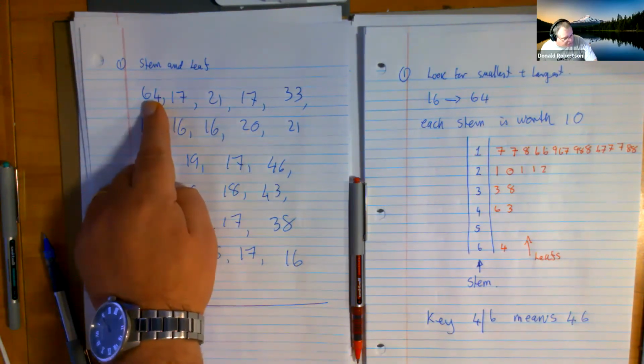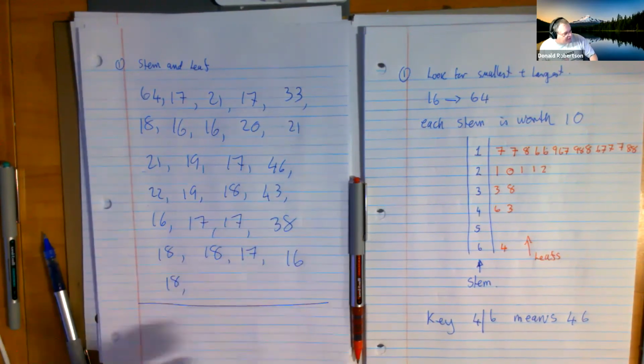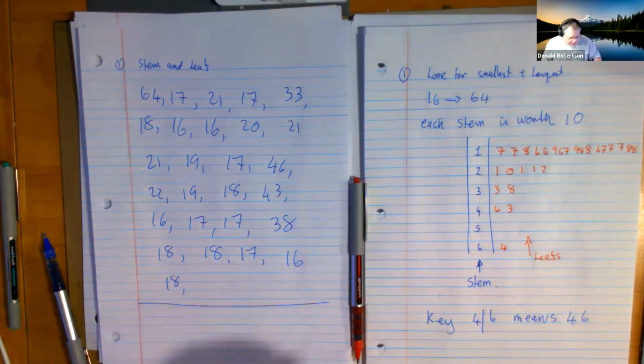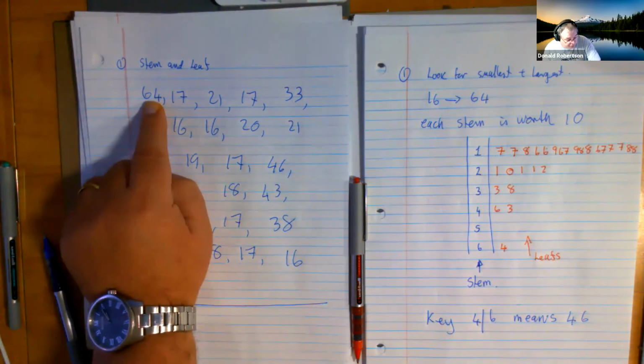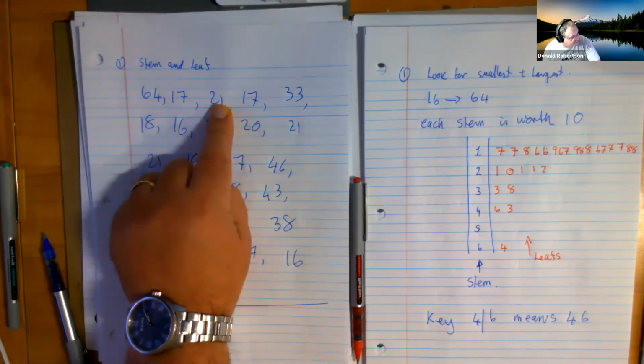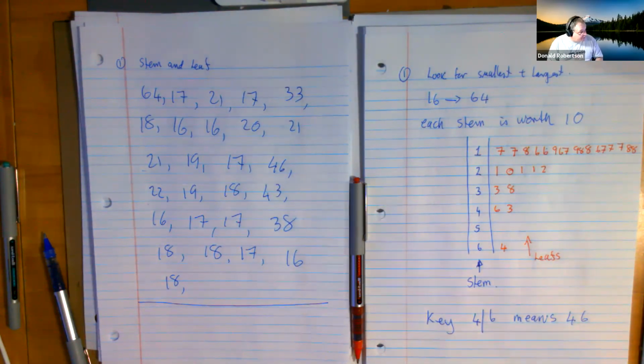And this was 6.1, 1.7, 1.8, 3.8. Can you imagine it was data like that? Then wouldn't this 4/6 mean 4.6? So it could certainly mean different things in different contexts. For instance, if this was 640, 170, and 210, wouldn't 4/6 mean 460? So it's quite adaptable, isn't it?